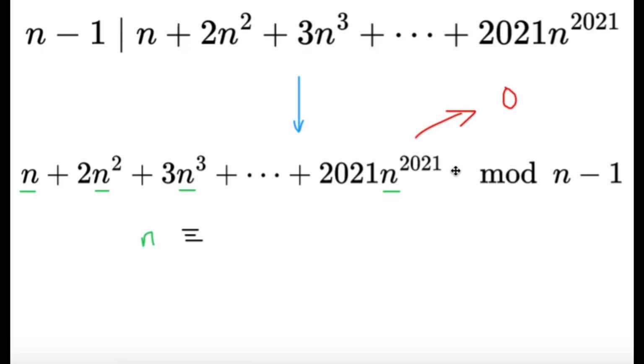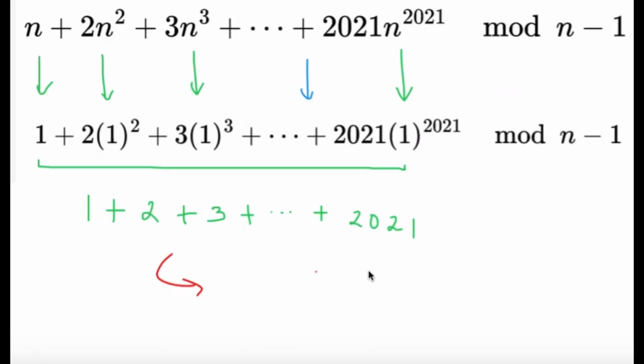Now we can use some nice properties in modulo because n is actually congruent to 1, because n leaves a remainder of 1 if I divide it by n minus 1. So I can say that n is congruent to 1 modulo n minus 1. And this will have nice things because I can replace all the n's with 1's. If I do that, the 1 plus 2 times 1 squared and so on just becomes 1 plus 2 plus 3 all the way until 2021.